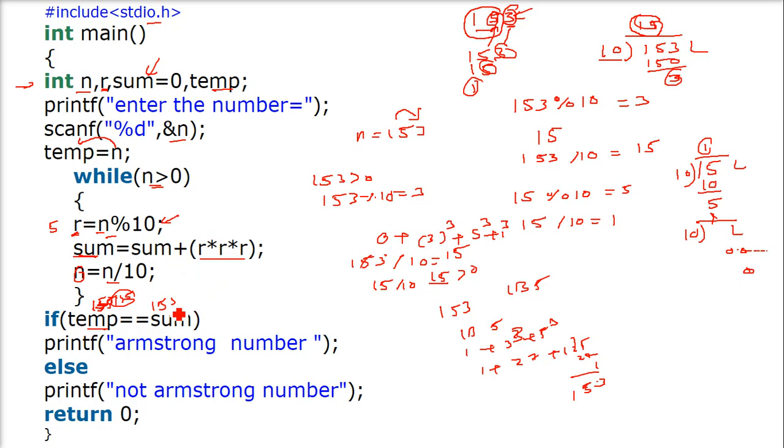Now you put 1 1 1. Now 1 cube plus 1 cube plus 1 cube is 3. So 111 is not equal to 3. So this will not be printed, else will be printed: not an Armstrong number. This is how the program will be written.